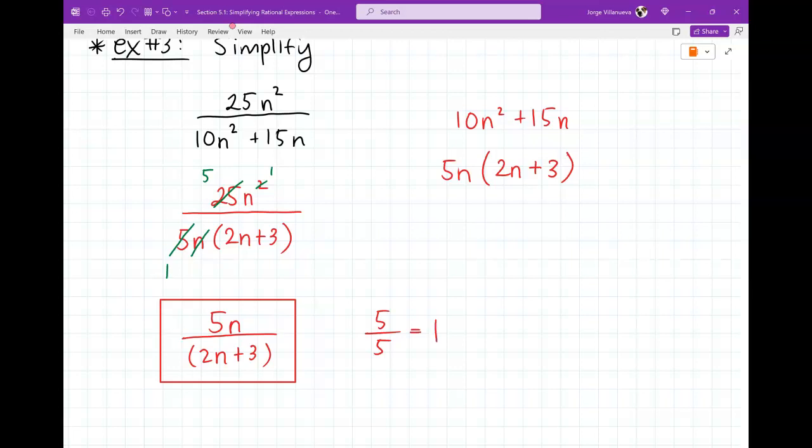Okay? I'll get 5 over 5 equals 1. Why? Well, because if you cancel the n's, on top you just have a 5, and on the bottom you have 2 plus 3, right? And 2 plus 3 is 5, so it's 5 over 5, which is 1. It makes sense, but it's not right. Okay? So yeah, don't cancel them out. Are we okay with this one?